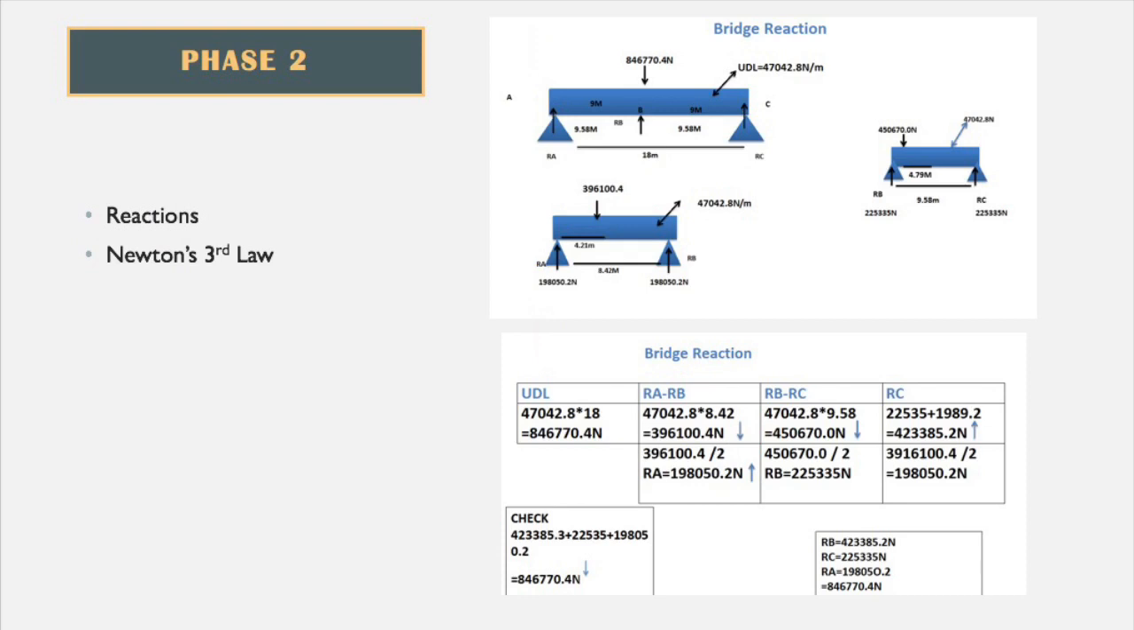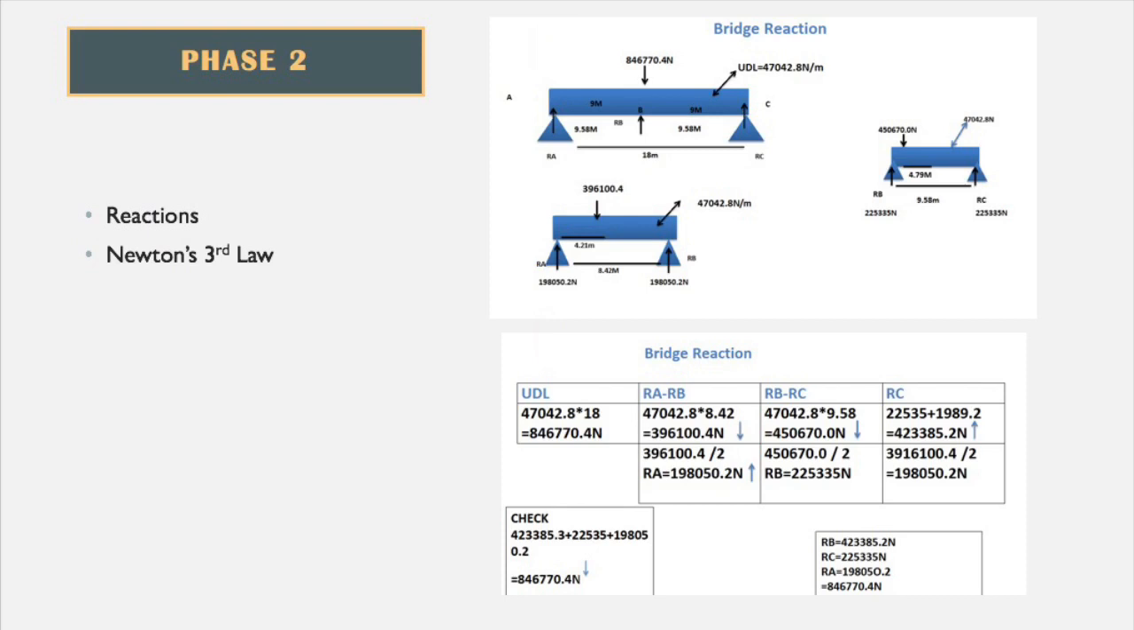Newton's third law suggests that for every action there is an equal reaction, therefore meaning in this case that the action on the bridge, which was our UDL, has an equal reaction. This means our reactions should be equal to our UDL, newtons per meter. We calculated that the whole beam was 846,770.4 newtons. We then separated the diagram as we assumed that this would be the way to calculate all three support reactions.